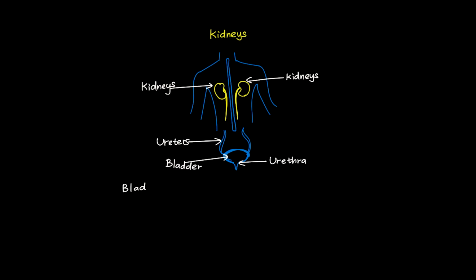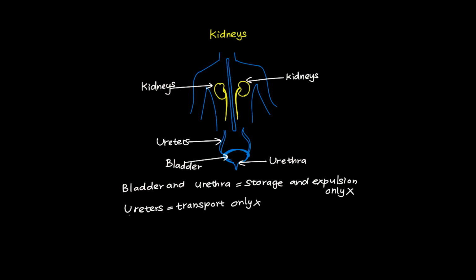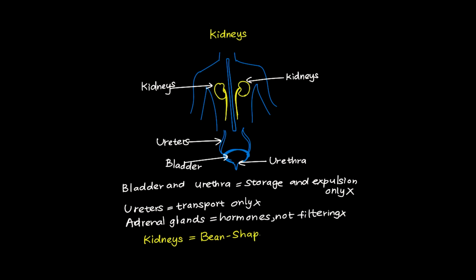The bladder and urethra store and expel urine but don't filter blood. Ureters just transport urine, no filtering. Adrenal glands sit on top of the kidneys and make hormones like adrenaline, but they don't filter blood or make urine. Here's a WGU C458 OA exam tip for you. Bean-shaped, filter blood, make urine equals kidneys. Quick recall hook: kidneys equal bean-shaped blood filters.